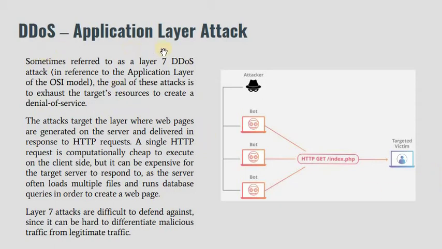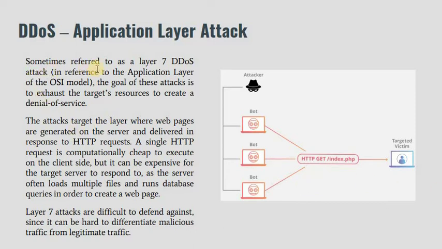So in DDoS attack, this is application layer attack. This is a diagram showing that there is a GET method used by the bots in order to target the particular victim machine, and you can see there is an attacker who is trying to control these three bots. I think you already know what a GET method and POST method and PUT method, etc. are. So this particular example shows the GET method.